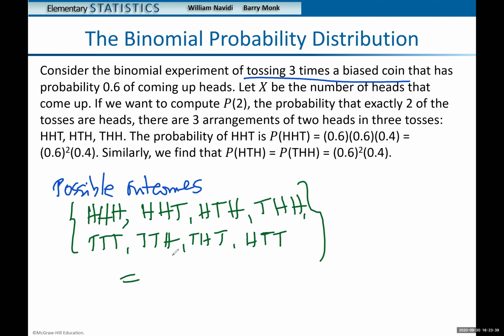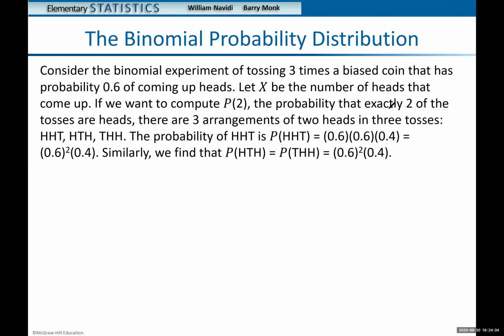The total possible outcomes: when you toss a coin it's either heads or tails, so that's two. And if you do it three times, 2 cubed, 2 times 2 times 2, is equal to 8. So you know that it's going to be equal to 8. Okay? So take note of that.